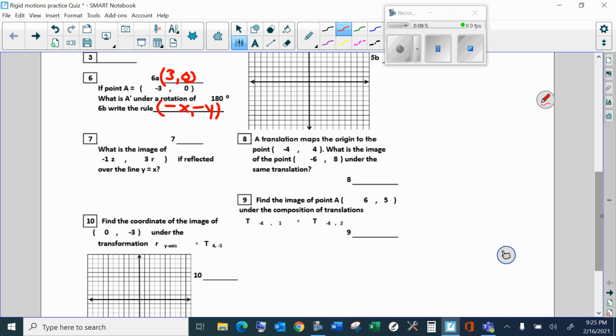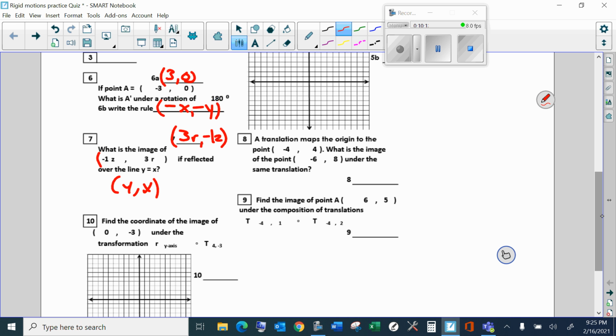What's the image of this point if it's reflected over the line y equals x? Well, again, you got another rule that becomes y, x. So I just switch them. So it's 3, comma, negative 1 would be my answer.